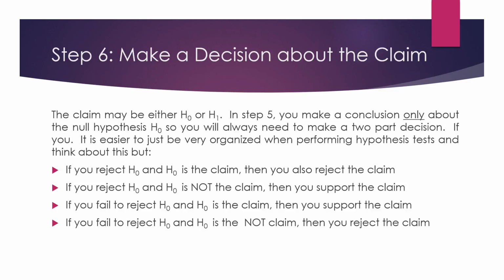If you reject H0, and H0 is your claim, then you're also going to reject your claim. If you reject H0, but H0 is not your claim, then you support your claim. So this is a very confusing way to look at this. But I wanted to officially put this into the PowerPoint because this is still true, but it's also a very confusing way to think about it. It's better to just use what you've written out and have that as your guide. So I'll leave this up to you to read for the rest of the bullets. But in general, just think about your scenario and think about the conclusion you've made about H0 and what that means for your claim.